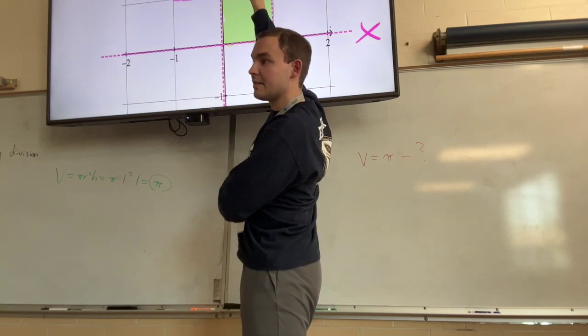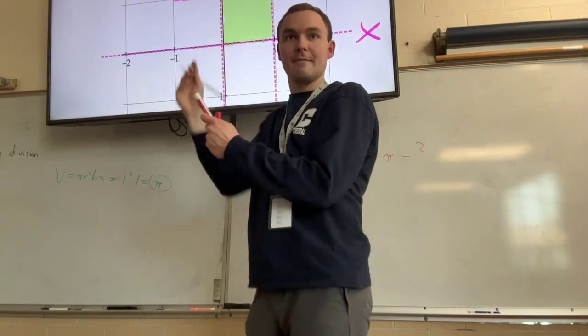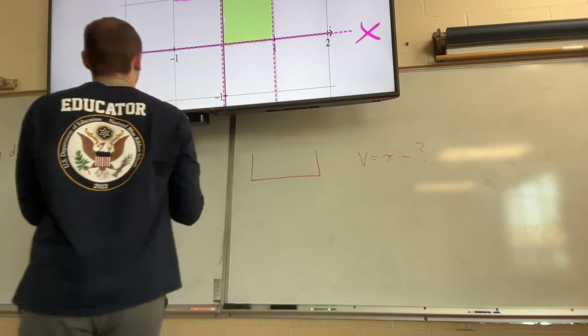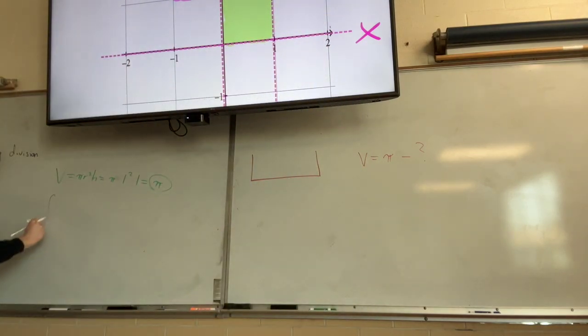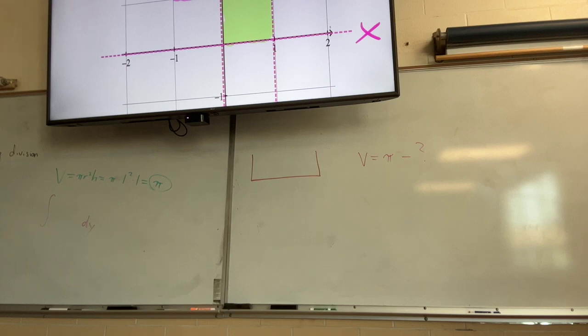Y, right? The widths of all the circles go in the y direction. So now I need to do an integral with respect to y, dy. It's going to be from y equals what to what? Where's the bottom of that orange region? 1 to 2. Okay, this is a little different.